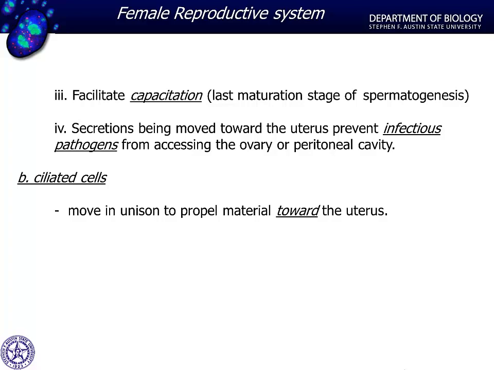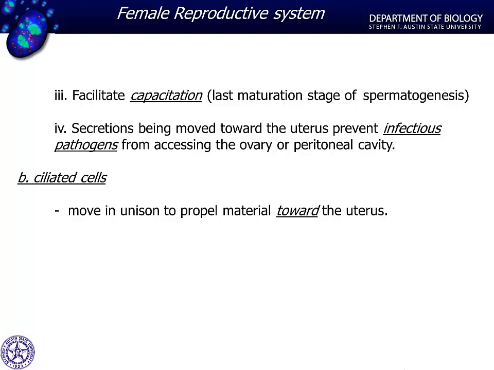Also, we're going to see that the PEG cells, part of their secretions that they produce, are going to be somewhat immunologically and immunogenically important because they're going to prevent infectious pathogens from accessing the ovary or the peritoneal cavity, because you can imagine the vagina and the uterus, they're open to the outside of the body, and so these secretions are going to be protective in that nature, protective to the mother herself.